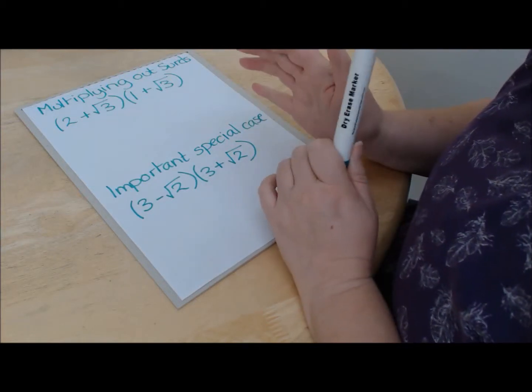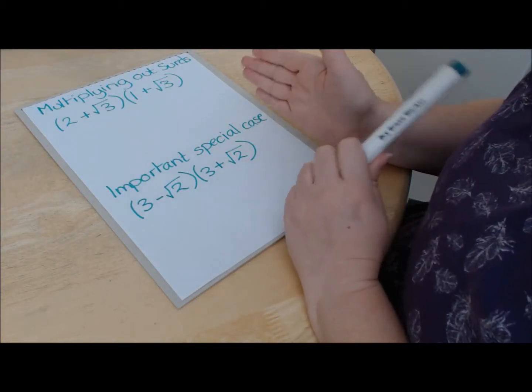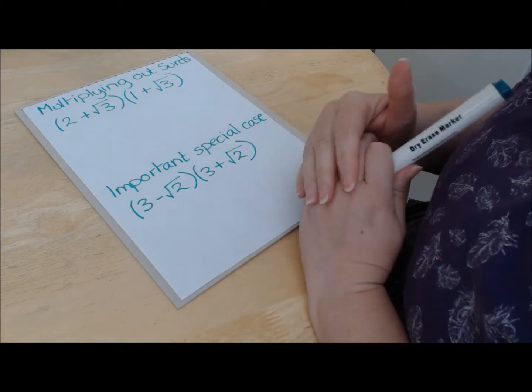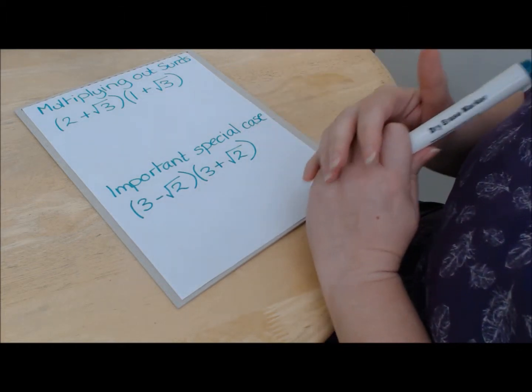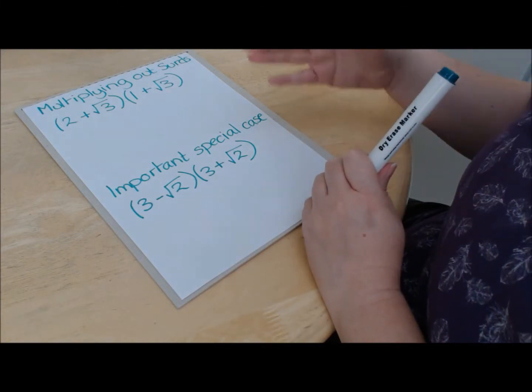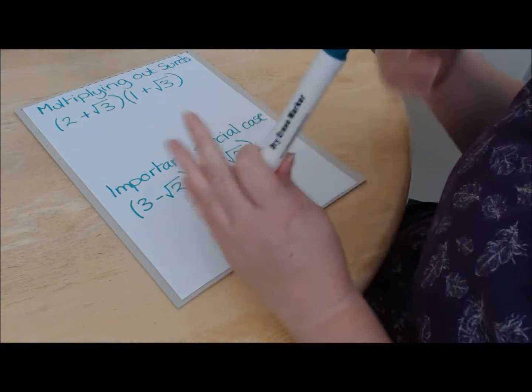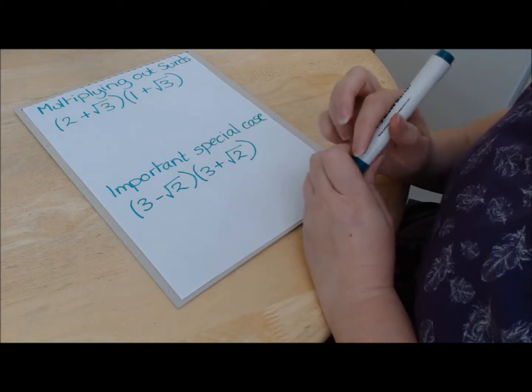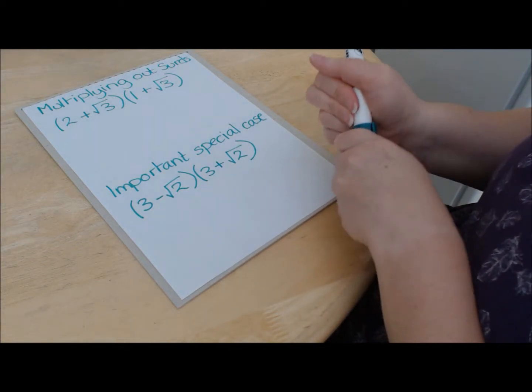how to multiply out brackets that have surds in them. So we're going to do it the same way that we'd multiply out any other brackets. You just need to think about and remember the extra rules that we know about surds when it comes to the simplifying side of things.